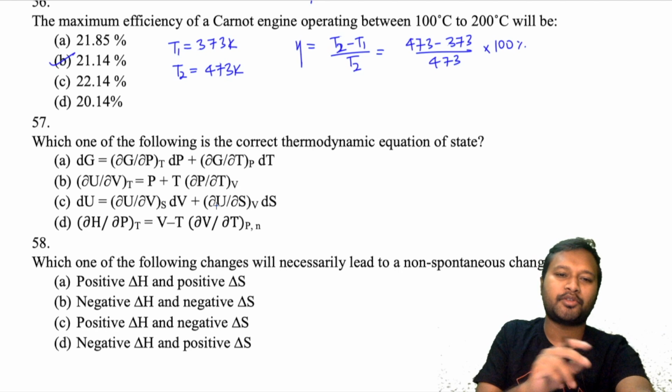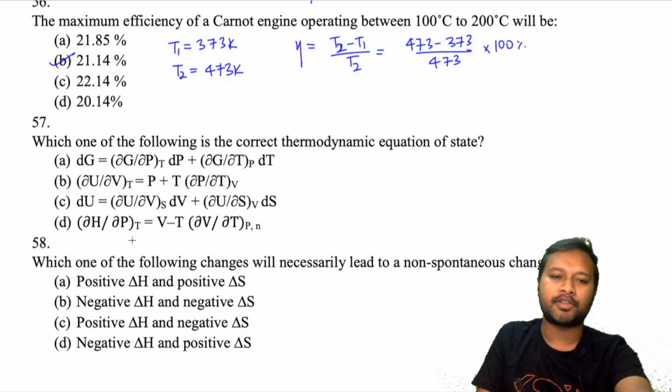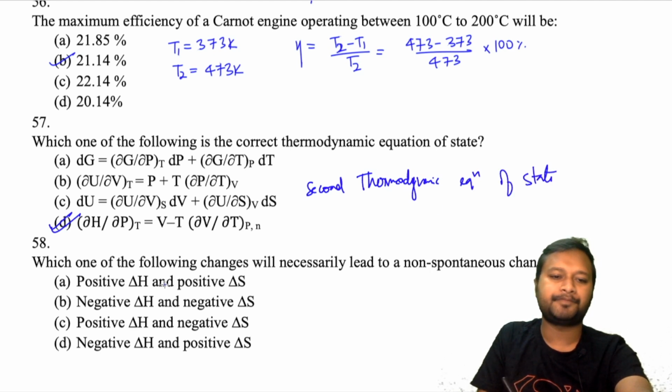Okay, the next one says which one of the following is the correct thermodynamic equation of state? Option number D is the correct one. This is the second thermodynamic equation of state. All right.